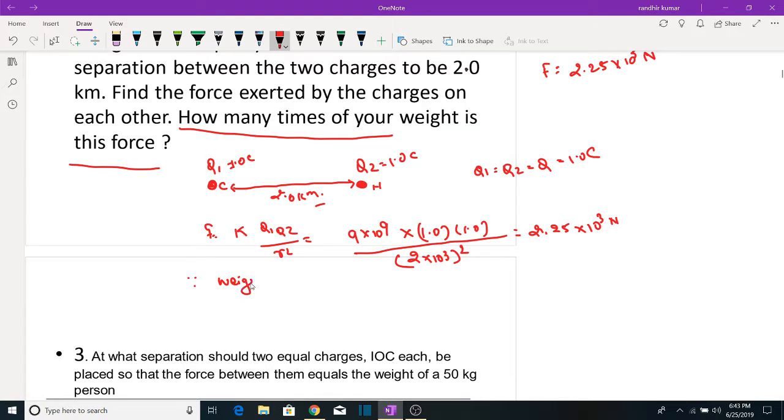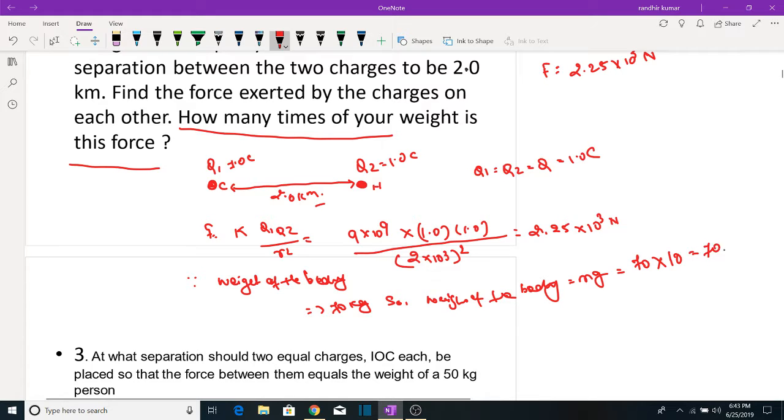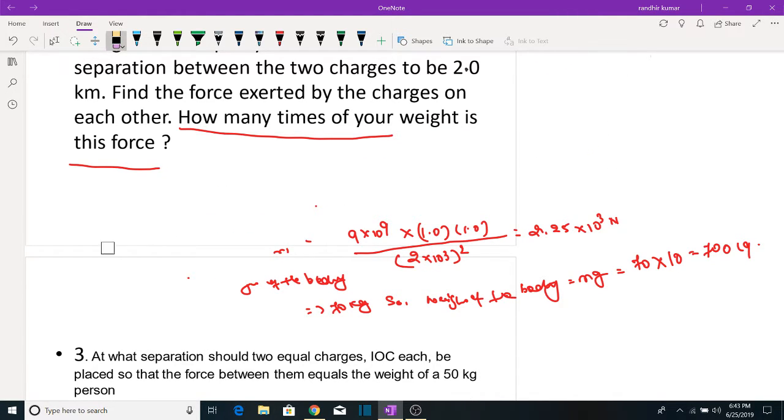Weight of my body is 70 kg. So weight of the body equal to m into g. So 70 into 10 means 700 newton. 700 newton is my weight.